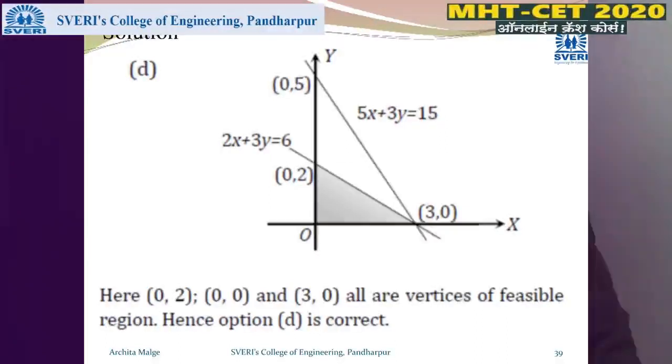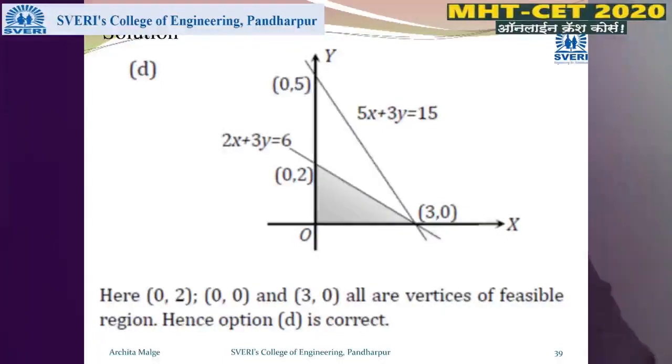So here we get the points of intersection on the axes, 0, 2 and 0, 5, and there is a common point between these two lines, that is 3, 0. So here we can say that 0, 0, 0, 2, 0, 5 and 3, 0 are all vertices of the feasible region. Hence we have option D is correct.